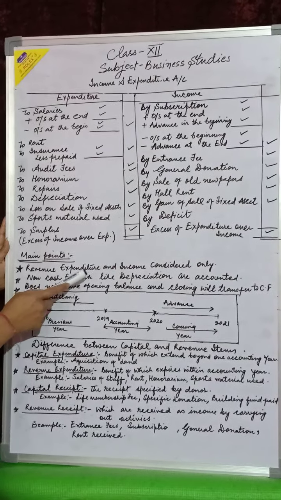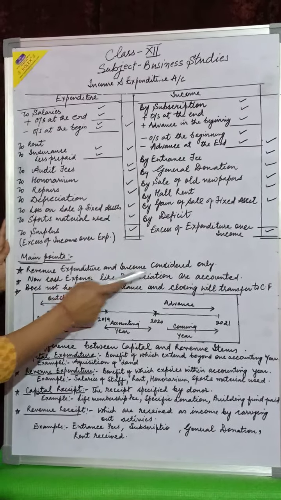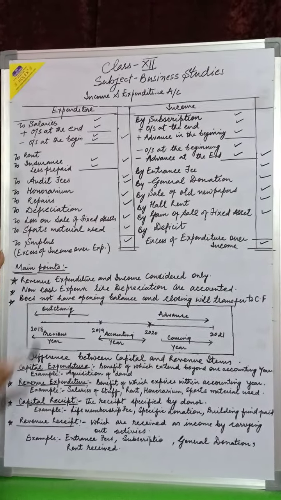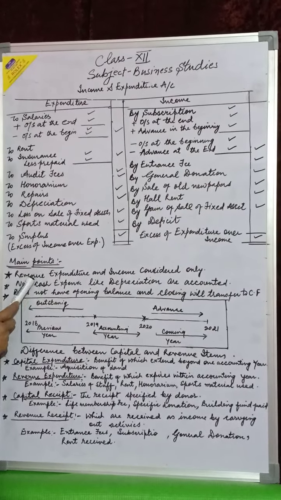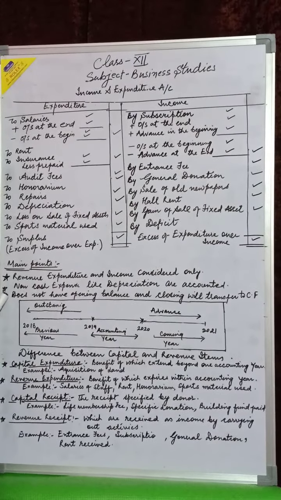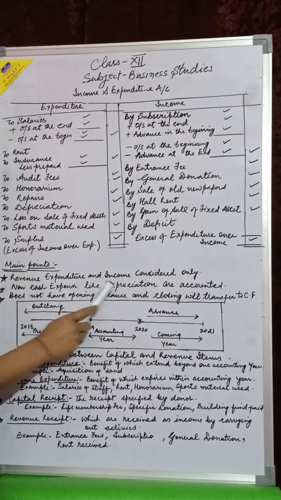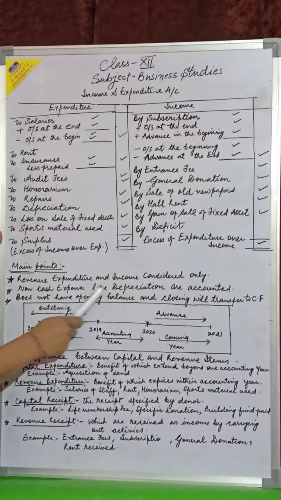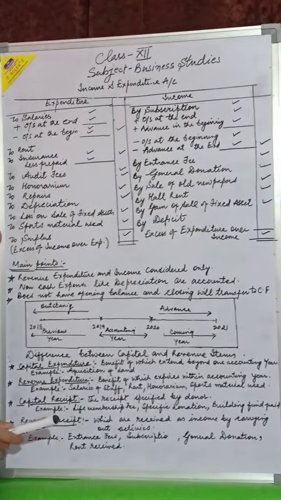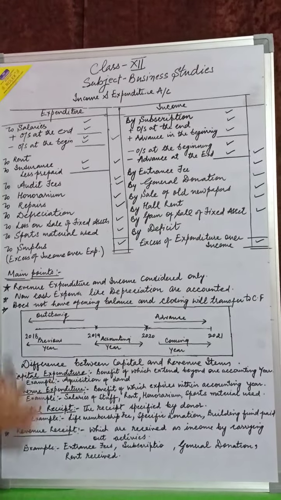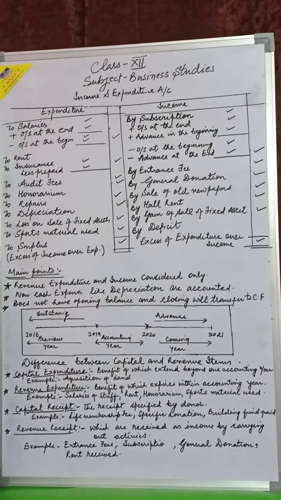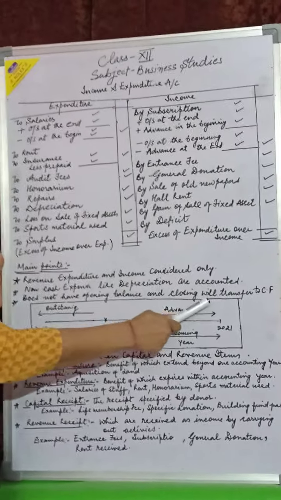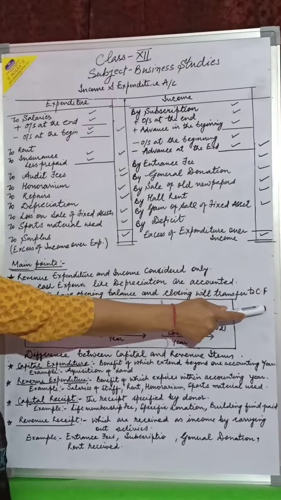First, only revenue expenditure and revenue income are considered. In the income and expenditure account we will only take the revenue expenditure and revenue income. Second, non-cash expenses like depreciation are also accounted for, which means the non-cash expenses will also come on the debit side. Third, it does not have an opening balance, and the closing balance will be transferred to the capital fund.